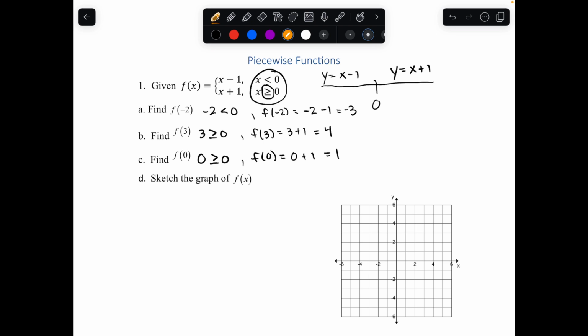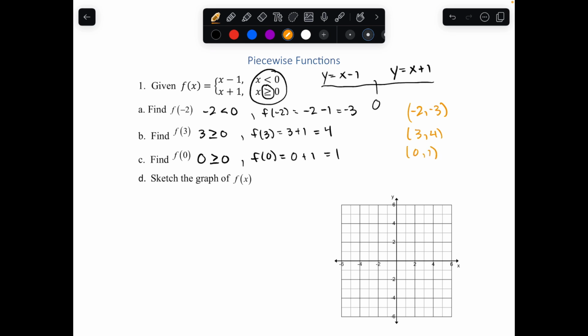Now I want to sketch the graph of my piecewise function. First off, let's go ahead and graph the points that we just found to give us an idea of what our graph might look like. In part A, we found that f of negative 2 is equal to negative 3, so that is the point negative 2, negative 3. In part B, we found the point 3, 4. And then finally in part C, we found the point 0, 1.